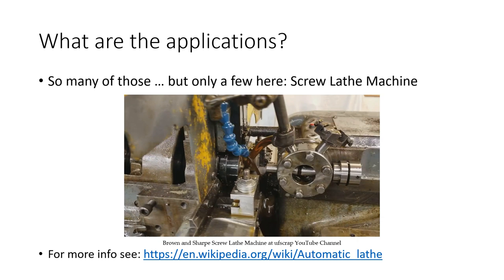So there can be numerous applications of cam follower mechanisms, and I've selected only a couple of these. The very first one is a screw lathe machine. Prior to CNC lathe machines, this was a very popular choice in the machining industry, and this is also called automatic lathe. Internally there are cam follower mechanisms which allow these multiple tools to perform the machining action in a very coordinated and controlled fashion.